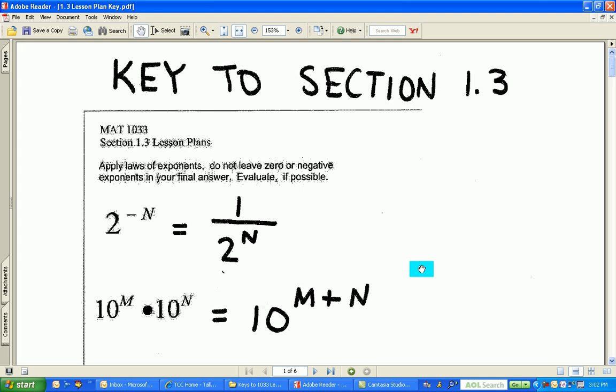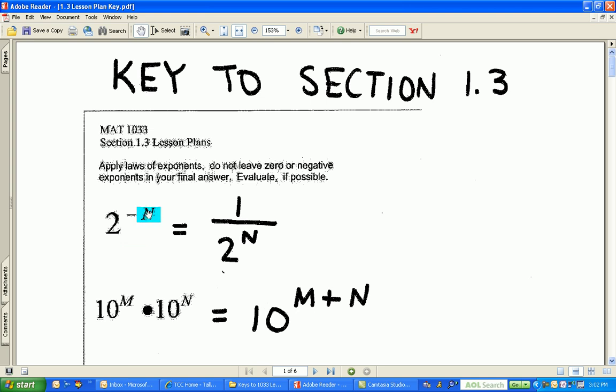Okay, ladies and gentlemen, if you need a refresher for section 1.3 from Math 1033, let's look at the first problem. So get your class notes out. This is the answer key, but what I'm going to try to do is talk you through the steps.